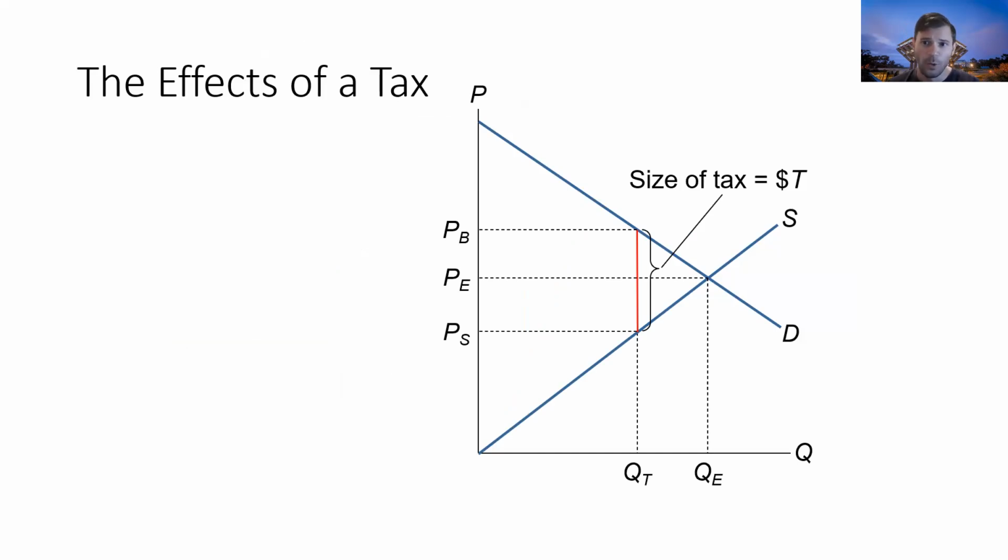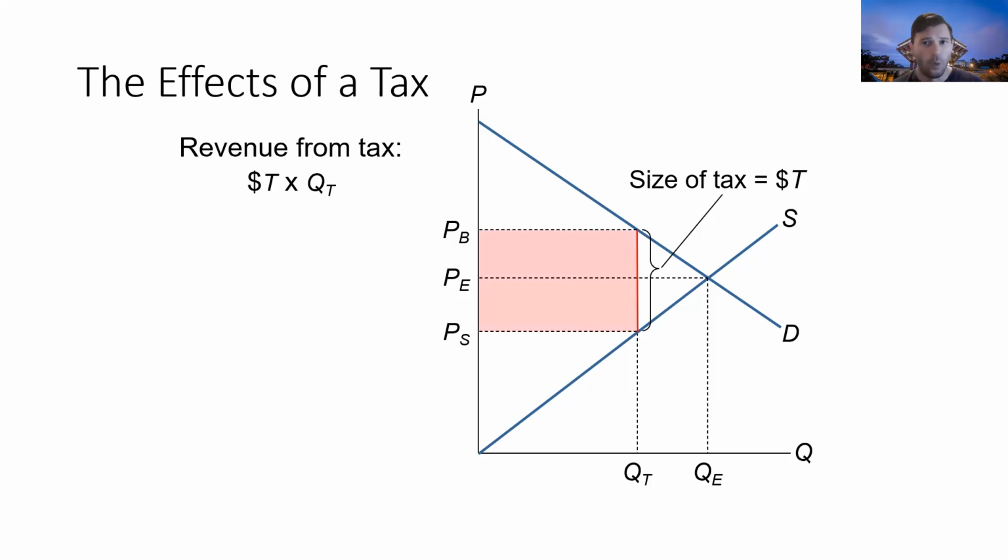Okay, so what we want to do here is think about our distributional analysis, just like we did with price floors and price ceilings. But we're going to have to now remember that Uncle Sam is putting his hand in the cookie jar, and he's taking a piece of the pie for the government. And the piece of the government pie is literally the tax revenue.